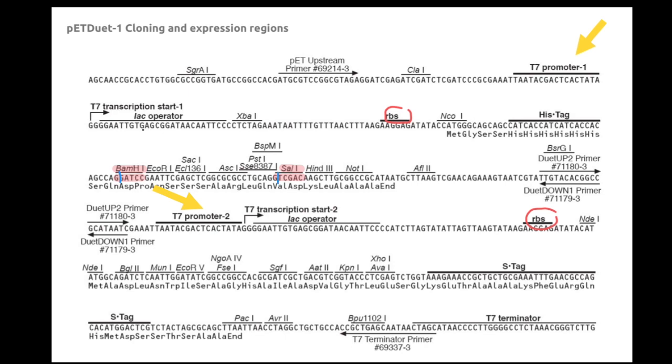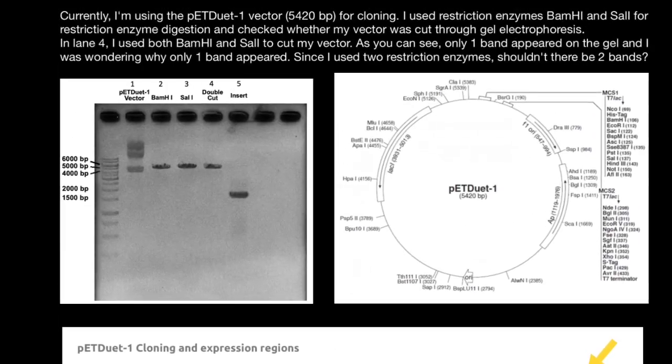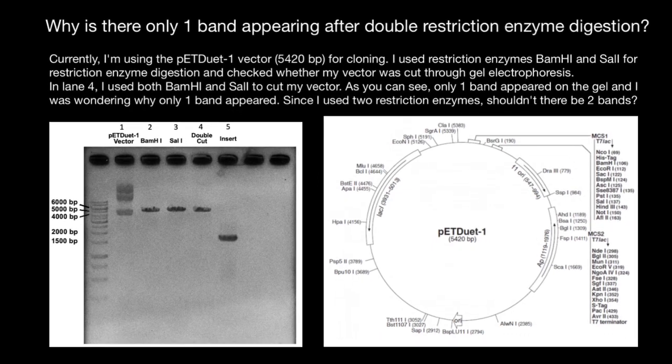Now let's find how many nucleotides we have between these two cuts. I actually already counted and we have 31 nucleotides between these two cuts. This is going to be our smaller band. Now we can return to our problem. How big is our vector? It is 5420 base pairs. How big is our single band?